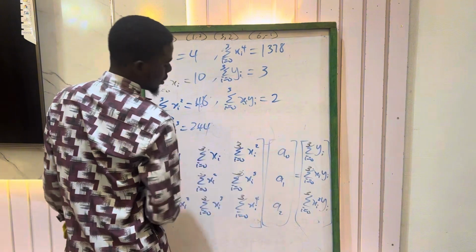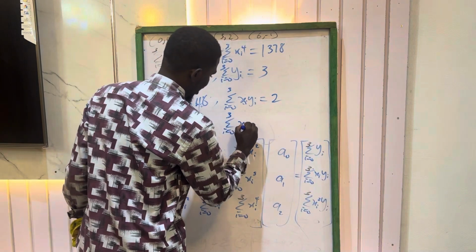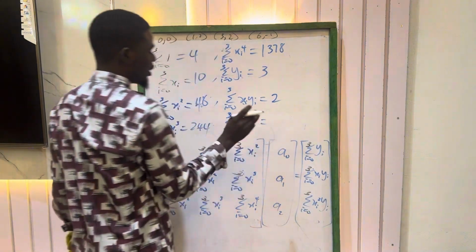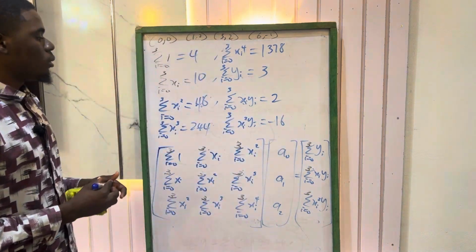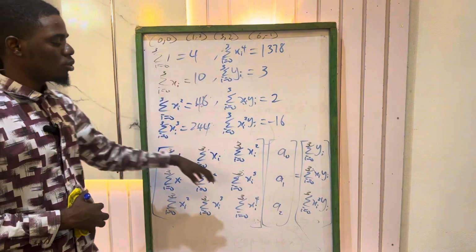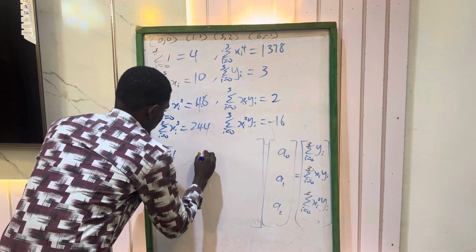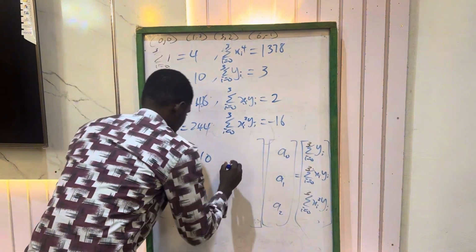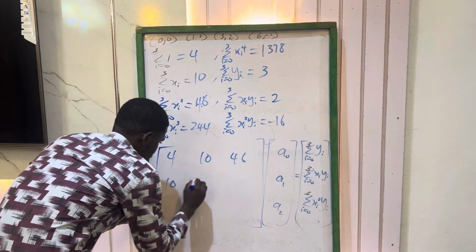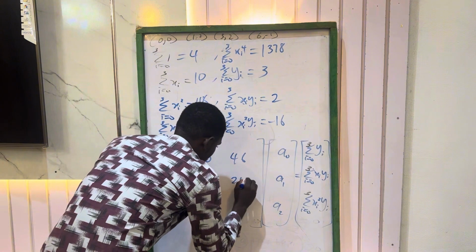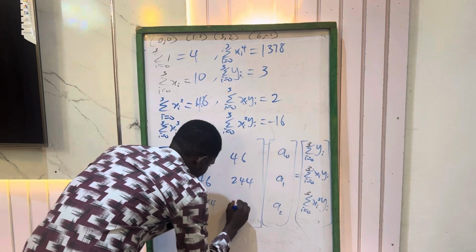Then for the last term, which is the summation of i equals 0 to 3 of xi squared yi, on evaluating that value, we're going to get minus 16. So what we'll just do is slot these values that we now know into this equation. So slotting them into this equation now, we're going to have this 4, then 10, then 46, then 10, 46, then 244, then 46, 244, and 1378.